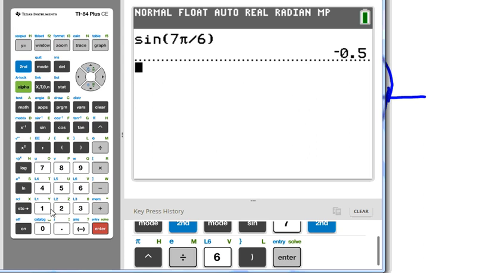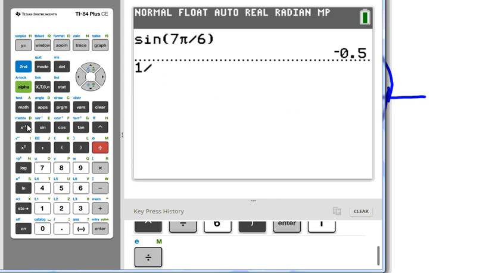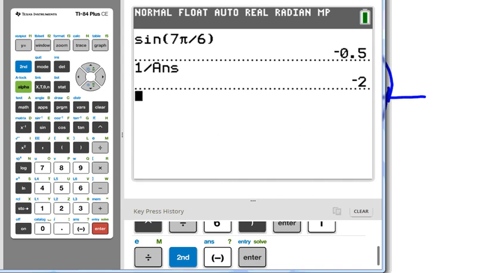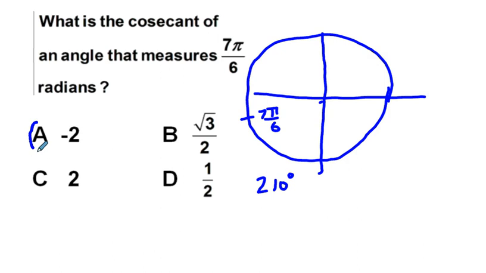So if we take the reciprocal, or 1 divided by that, we're going to get negative 2. So negative 2 is our answer to this one. So just understanding the unit circle, degrees, radians. If we're in degrees, we would use 210 degrees. And we have to understand here that cosecant theta equals the reciprocal of sine theta. So that's the identity used here.